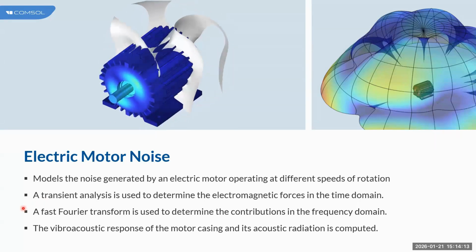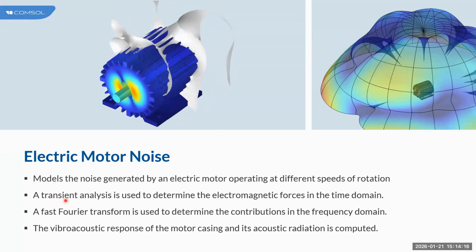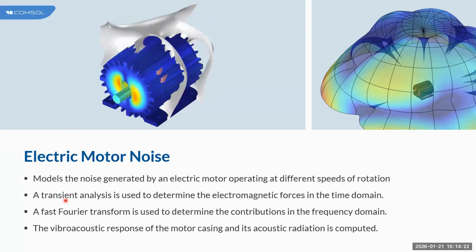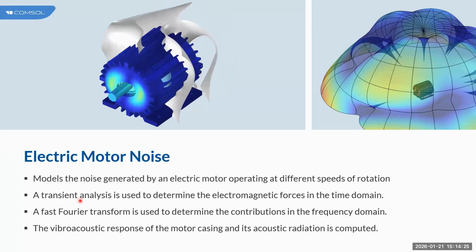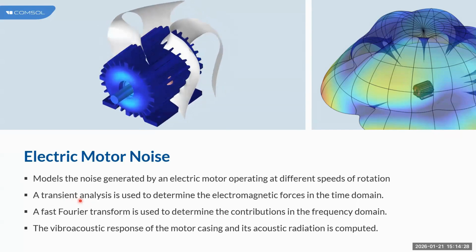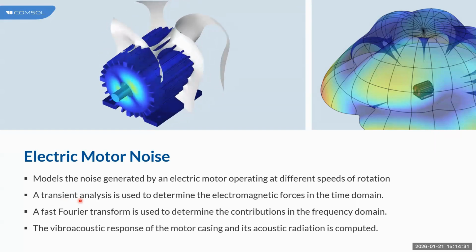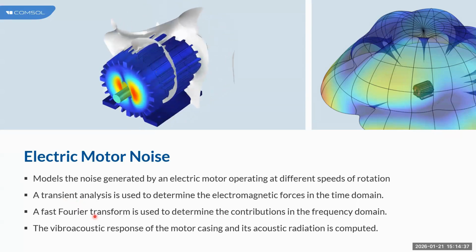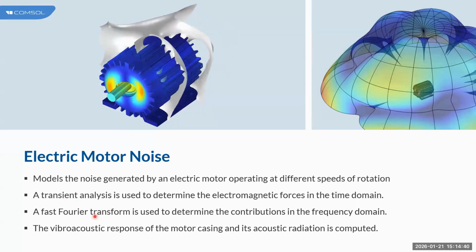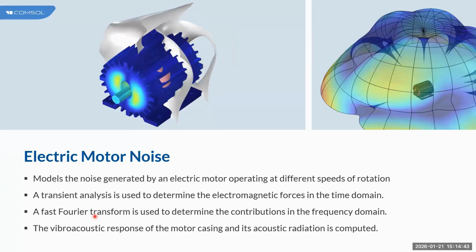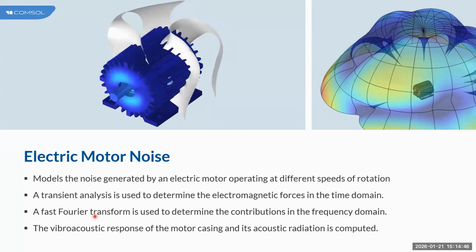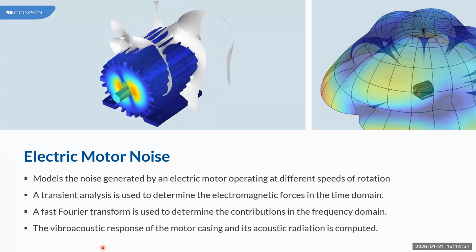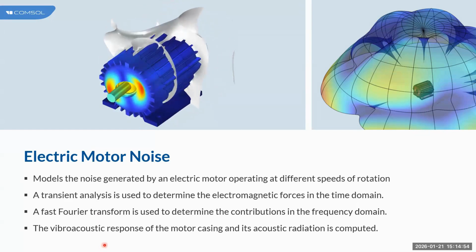Three studies are performed here to analyze this model. The first study is a transient analysis to determine the electromagnetic forces in the time domain for a given speed of rotation. So we do a time domain analysis to understand the electromagnetic forces for a given speed of rotation. Then a Fourier transform is done to convert the time domain forces into different harmonics in the frequency domain, because the frequency domain analysis allows you to efficiently compute the vibrations and noise in the 3D model. And further, at the end, a vibroacoustic analysis is done at each harmonic and varying speeds of rotation.